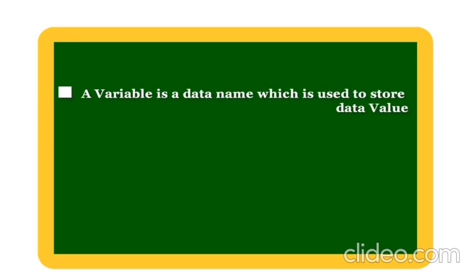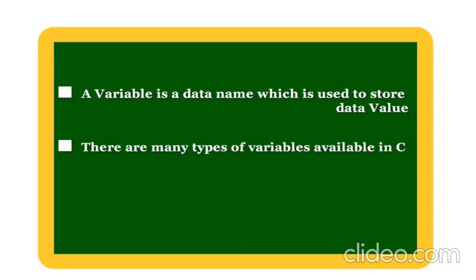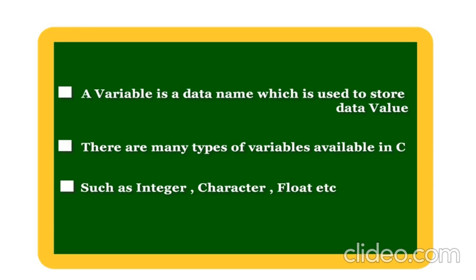So let's summarize what we have learned. A variable is a data name which is used to store a data value. There are many types of variables available in C, such as integer, character, float. In this example we use integer because we want to store an integer value from 0 to 10 or from 0 to anywhere. There is a particular range for integer, but we will see that later. Currently just remember that an integer can store only integer values.